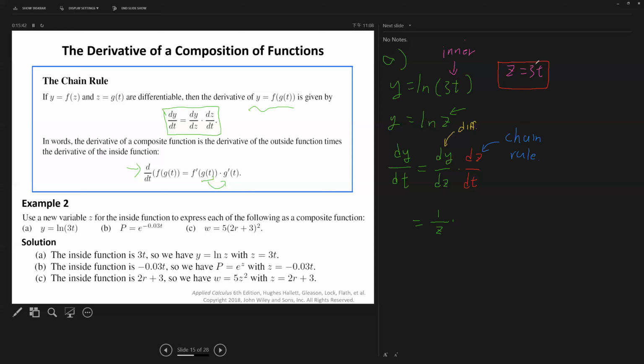When you take the derivative of this on the right hand side, you just have a 3, right? So a 3 right here, and then that gives us 3 over z. And what is z? Z is 3t, so it's 3 over 3t, and then you can simplify it. That gives you 1 over t. Okay, so that's part A.